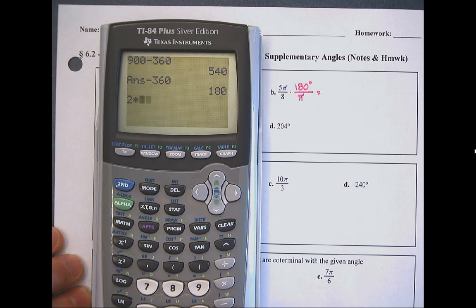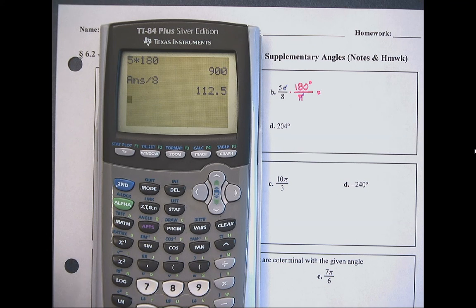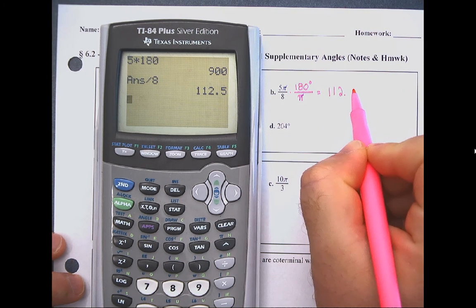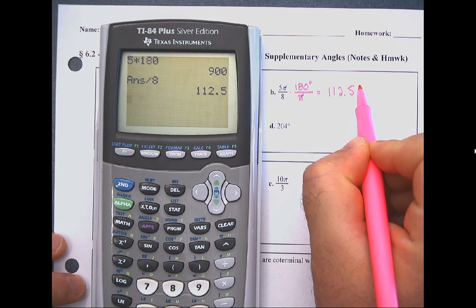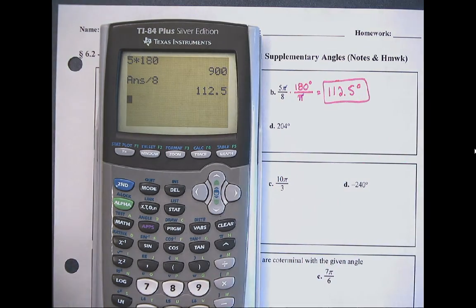5 times 180, and then divide by 8. And you're allowed to have a decimal when it comes to degrees. Radians, we like to keep the pi value in there if possible.